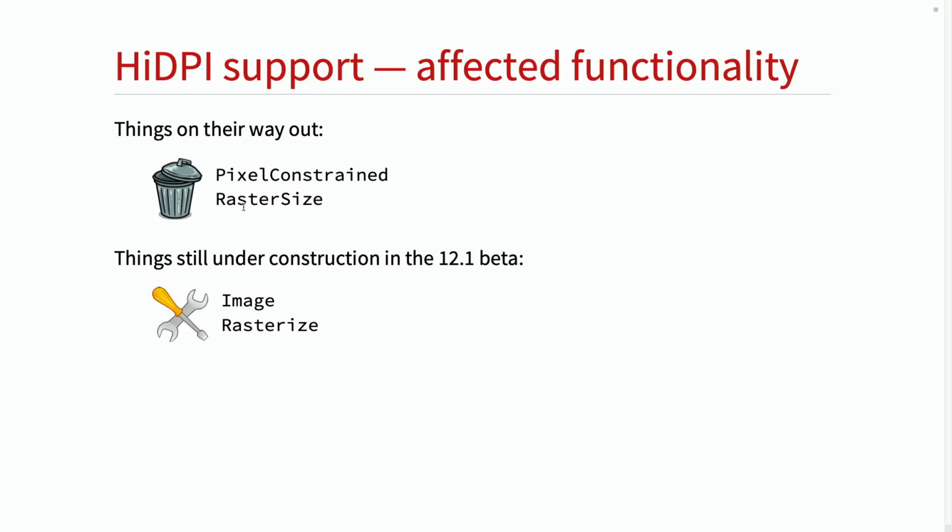Pixel constraint as an option, there isn't really anything we can do with that. We're just going to have to deprecate it. Raster size we won't deprecate, but I wouldn't recommend using it. Raster size is one thing that's documented to be in pixels, and it's much better, I think, to go with the alternative options, image size and image resolution, which I think would do what you want.